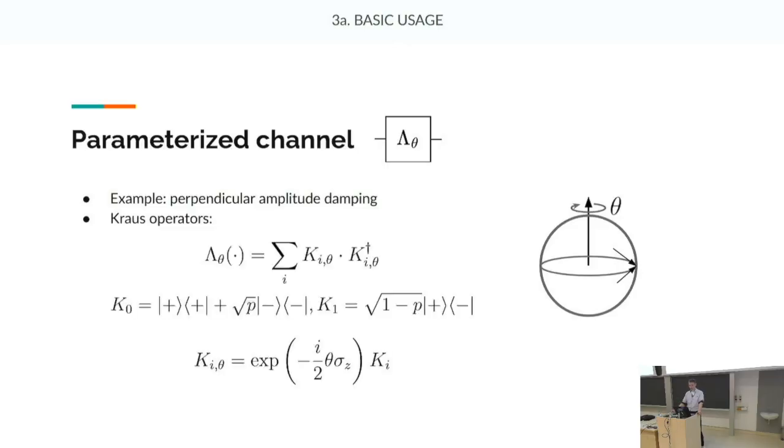OK, so let's start with the basic approach. I will choose some example of a parameterized channel. Here I chose perpendicular amplitude damping. This is a qubit channel that squeezes the whole Bloch sphere towards the minus state. And then it rotates the whole thing around the z-axis. And this rotation depends on the parameter theta, which we want to measure.